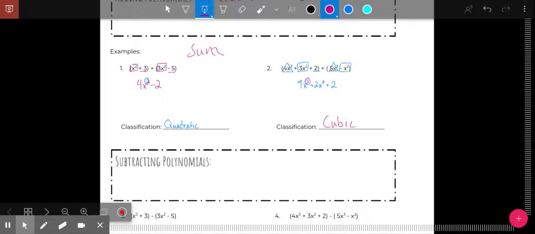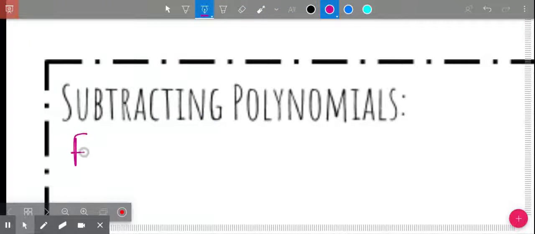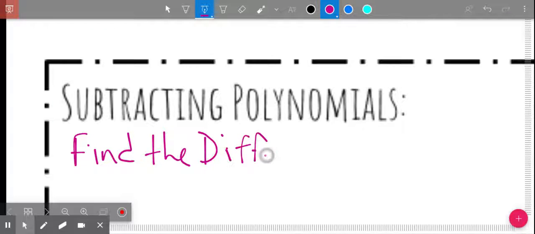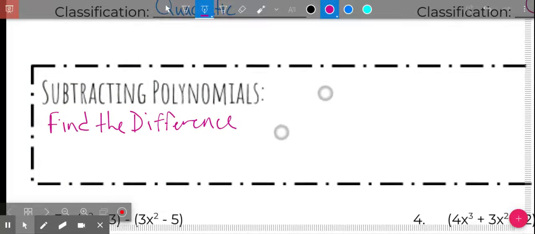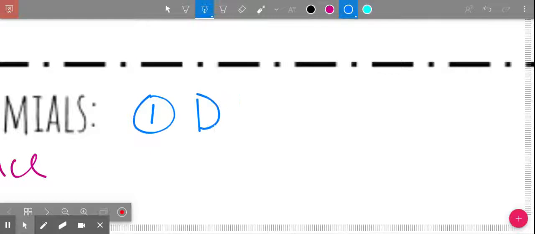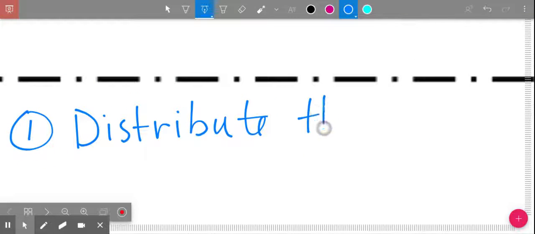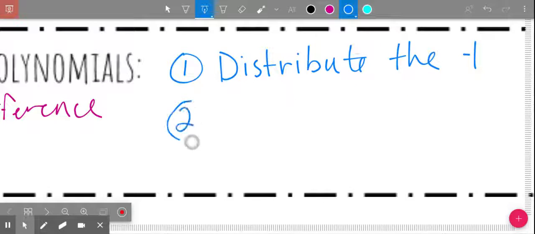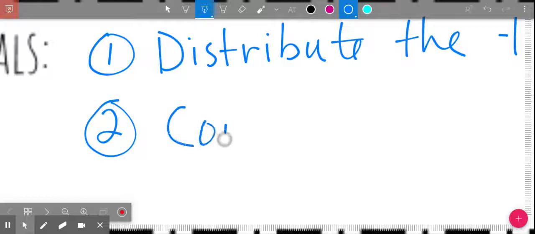Now when we're subtracting polynomials, this could also be called finding the difference. Okay, so finding the difference and subtracting, those are going to be the same process. So when we're subtracting polynomials, we now have 2 steps. Our first step is going to be distribute the negative 1. And I'm going to talk about what that means once we see a problem. But our step 1 is going to be distribute the negative 1. And then after that, step number 2 is really, it turns into an addition problem because we're going to combine like terms.